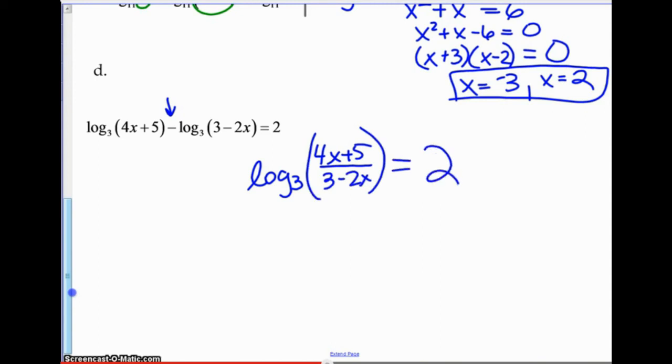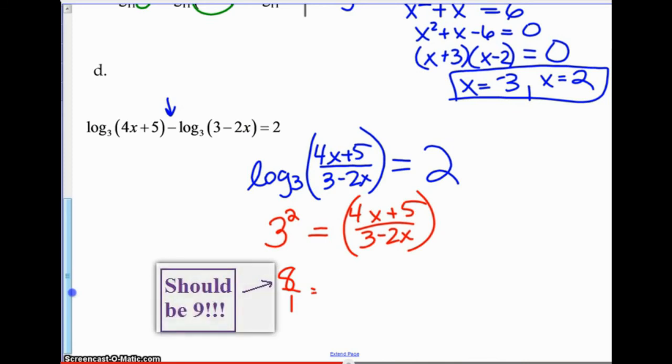Now I don't have a log base 3 equals a log base 3, I just have the one log. So what I can do now is change it into exponential form. I can say what we really have is 3 to the second power must equal this 4x plus 5 over 3 minus 2x, that whole grouping. And 3 to the second power is really 9. I'm going to think of it as 9 over 1 equals 4x plus 5, and I'm just recopying this 3 minus 2x.